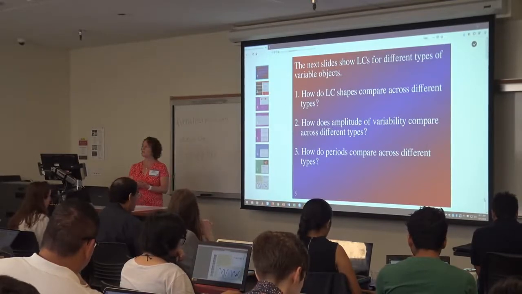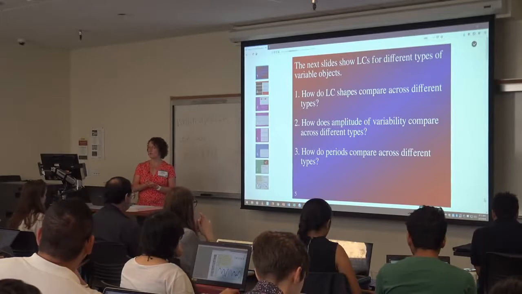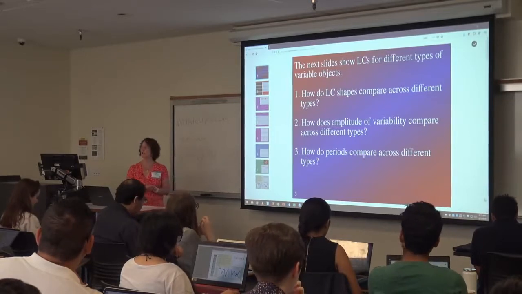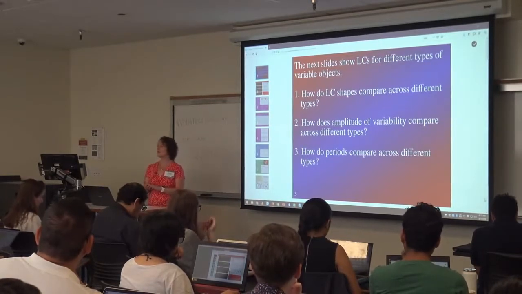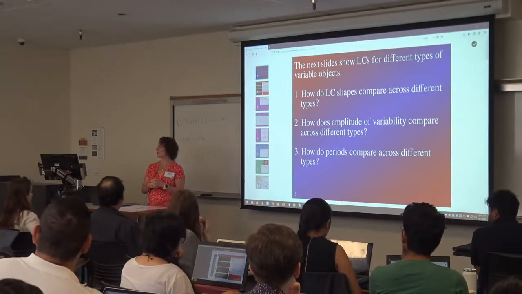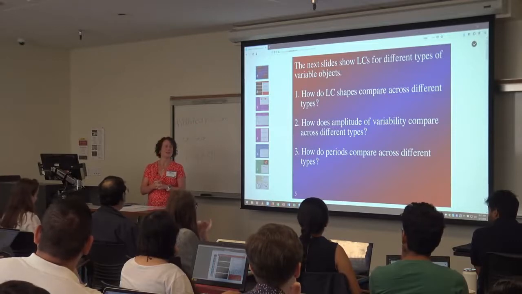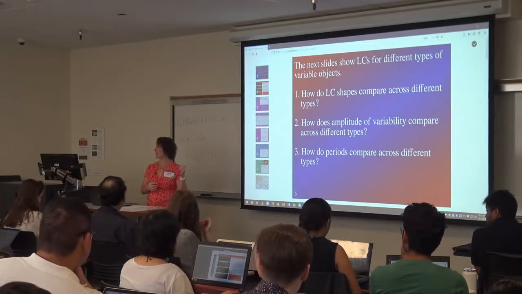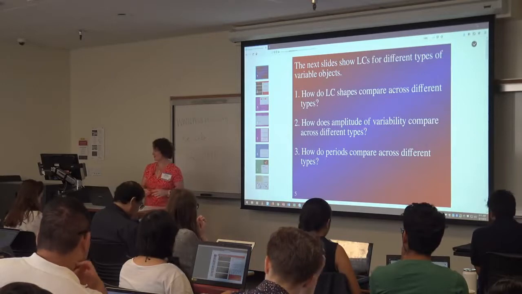Okay, so hopefully you've had a chance to kind of skim through these different types of variables and take a look at their different types of light curves. Now, probably most of you are not variable star experts. Did you realize there were so many different types of variable stars out there? There's a lot of different things, and this is not even comprehensive. So this is kind of some of the major types.